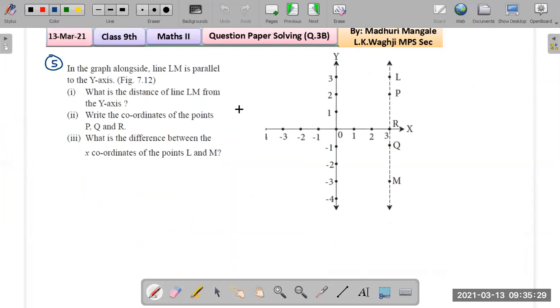Question number 5, again a question on coordinate geometry. Look at the question carefully. In the graph alongside line LM is parallel to the y-axis. What is the distance of line LM from y-axis? So look at the question once again. Here we are asked, what is the distance of line LM? So just check which is line LM. This is line LM.